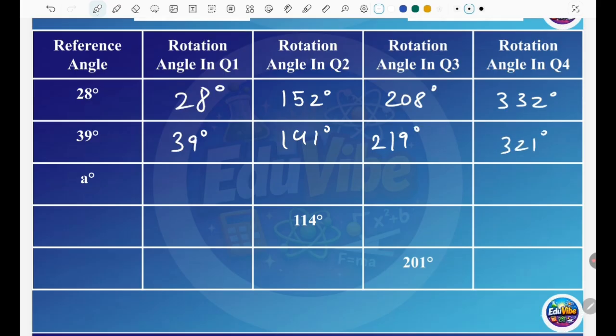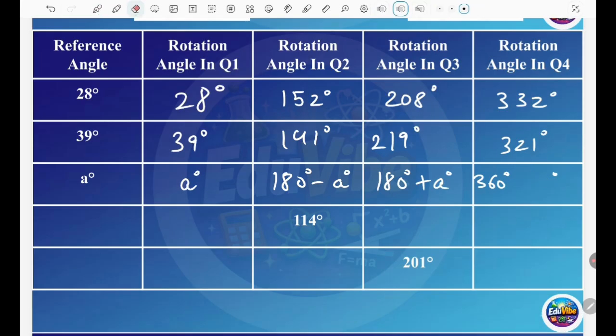And from here you can see more of the pattern. This is not actually a degree value, this is a variable. So this stays the same. This has 180 degrees minus this, this is 180 degrees plus this, and this is 360 degrees minus this. You can see that.